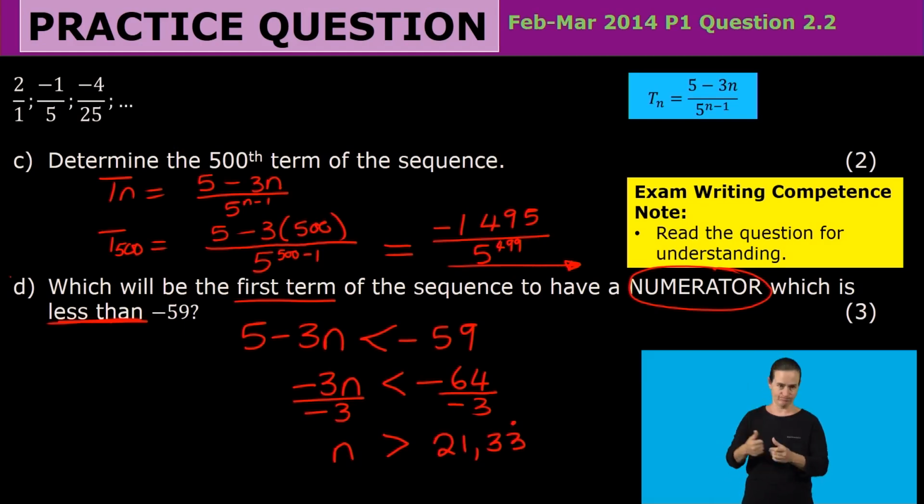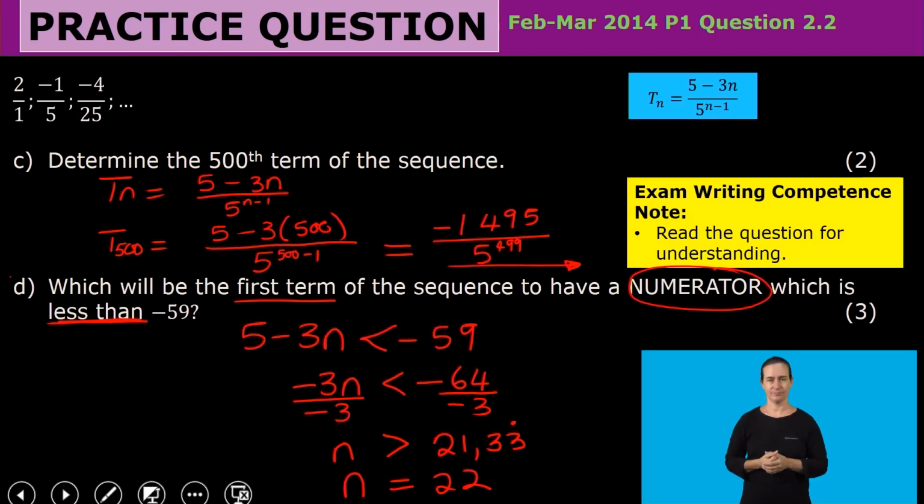So which is the first term that's going to make sure that our numerator is less than negative 59? Well, our answer says n is greater than 21,33, and the first whole number that is greater than 21,33 will be 22. So our answer here is actually 22. Let's go over to the next question.